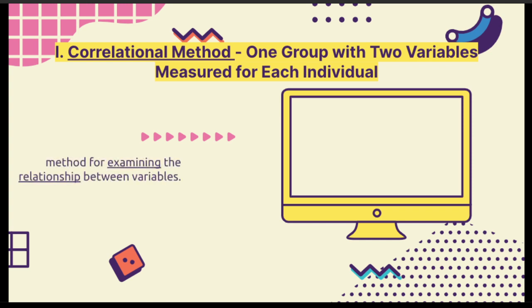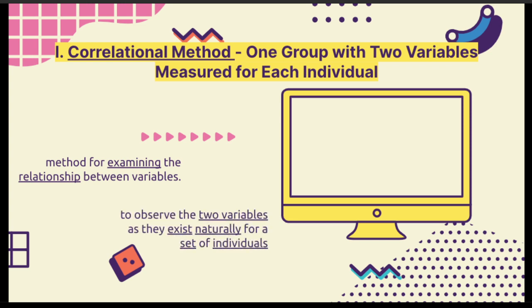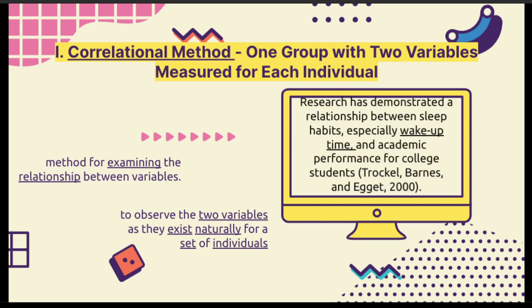We have the method for examining the relationship between variables, and to observe the two variables as they exist naturally for a set of individuals. For instance, according to Trockel, Barnes, and Egget in 2000, research has demonstrated a relationship between sleep habits, especially wake-up time, and academic performance for college students. The researcher used a survey to measure wake-up time and school records to measure the academic performance of each student.